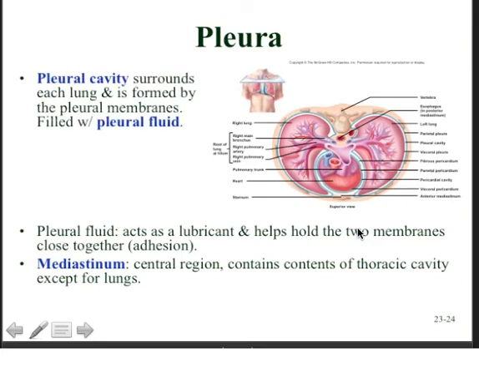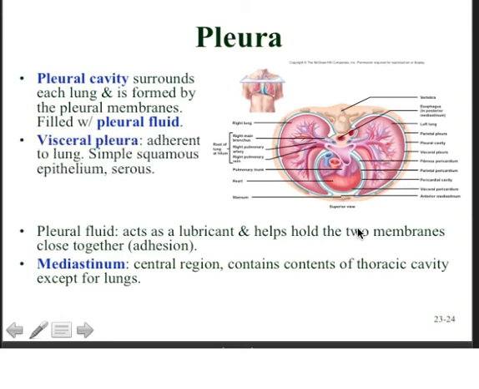The pleural membranes line the lungs and the thoracic cavity and produce a lubricating fluid that allows the lungs to easily slide over their surfaces when you breathe. This is called pleural fluid. The visceral pleura attach to the lungs themselves, made up of simple squamous epithelia secreting serous fluid, while the parietal pleura attach to the internal thoracic wall. The pleural fluid acts as a lubricant and helps hold the two membranes close together.